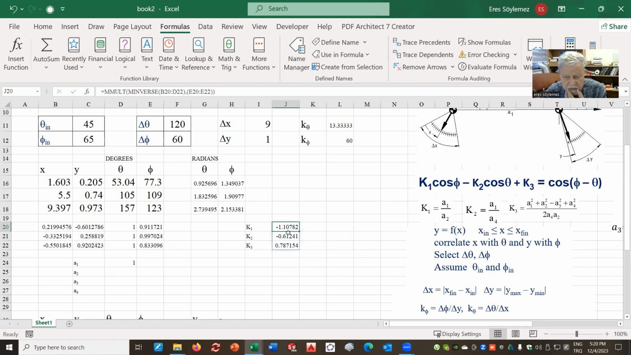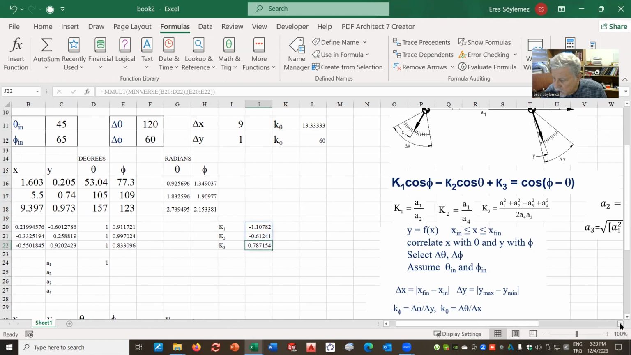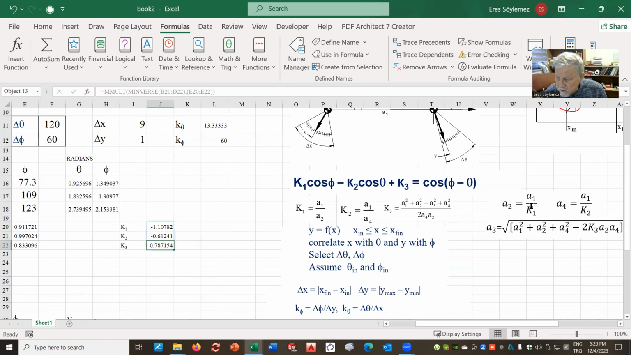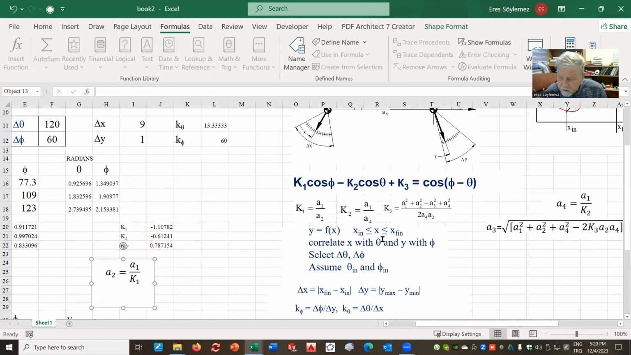Now, once you obtain K1, K2, K3, you can use these equations inversely. Let me pull these down over here so that you can see.